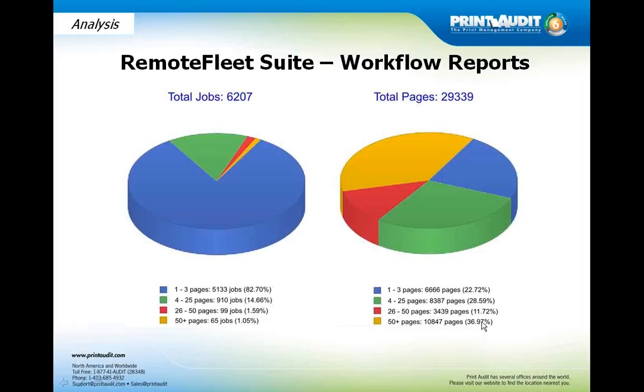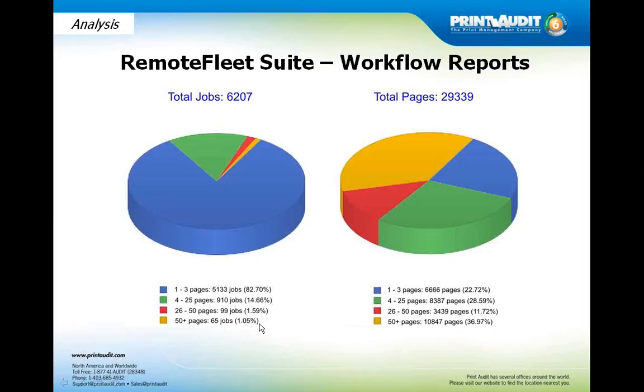So let's put this into realistic terms. If we were to ensure that just 1 out of 100 jobs was being sent to a low-cost printer or multifunction device in the environment, we would actually be affecting the cost structure on 36% of the volume. That's pretty big bang for your buck.